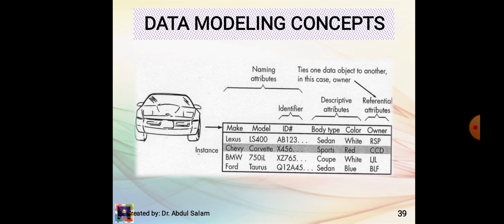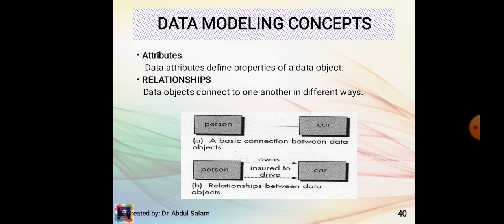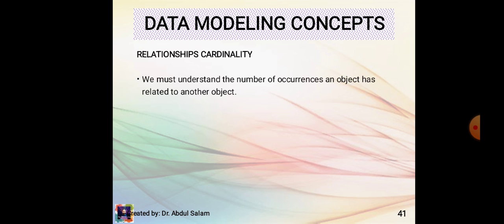Data modeling concepts. Data modeling concepts include attributes. Data attributes define properties of a data object. Relationships. Data objects connect to one another in different ways. Cardinality. We must understand the number of occurrences an object has related to another object.